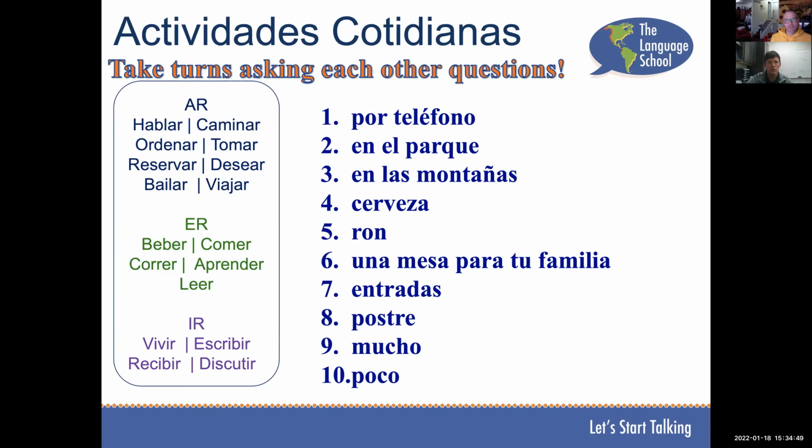Perfecto. Mateo, I want you to now practice asking me questions. Look at the verbs on the left and try to put it together. Like number one, por teléfono, try and ask me a question there. ¿Tú hablas por teléfono? Sí, hablo por teléfono mucho y no me gusta.